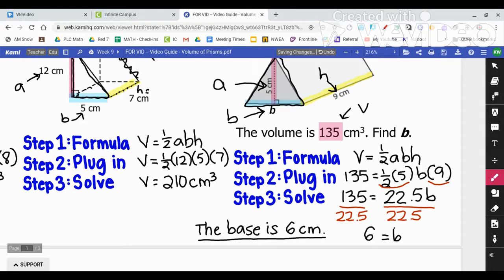All right, go to page 2 and try the practice problems. Then go to page 3 and check over your answers with the answer key.